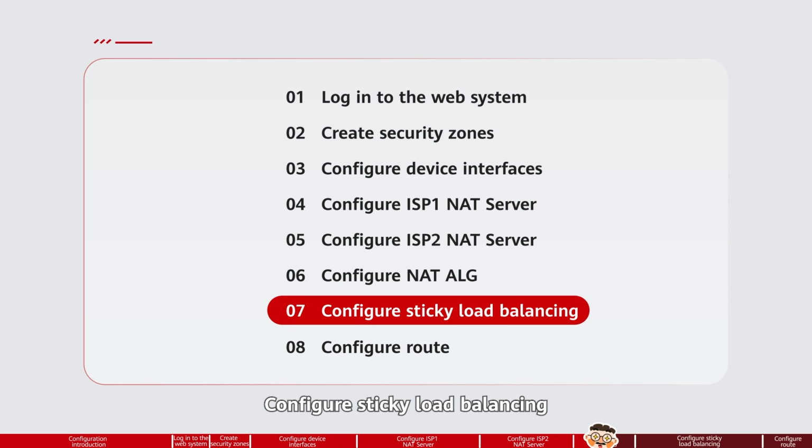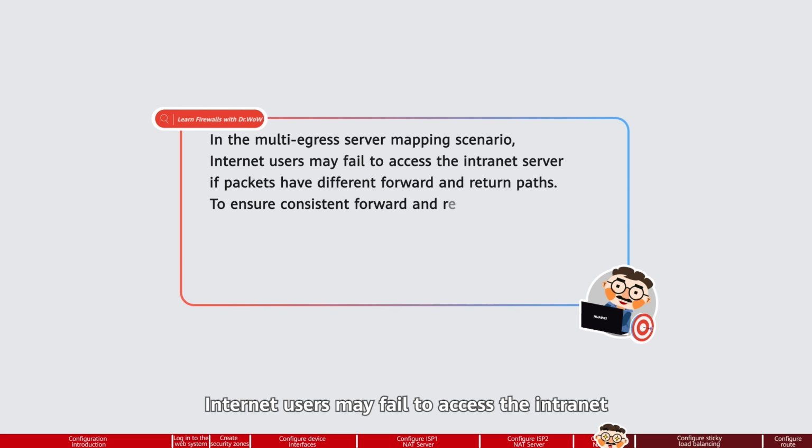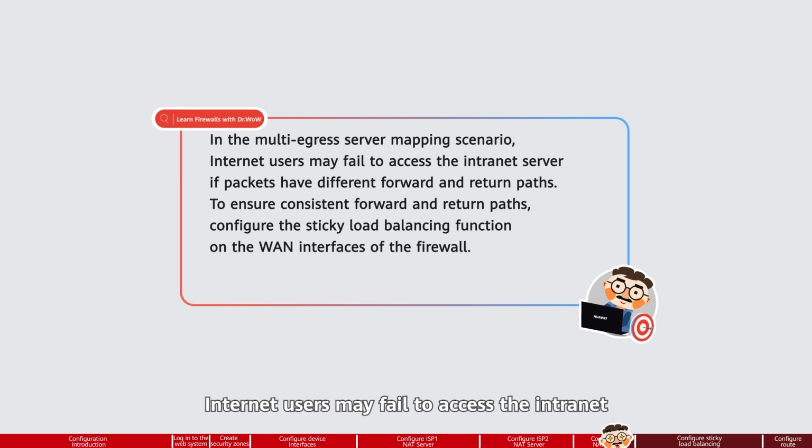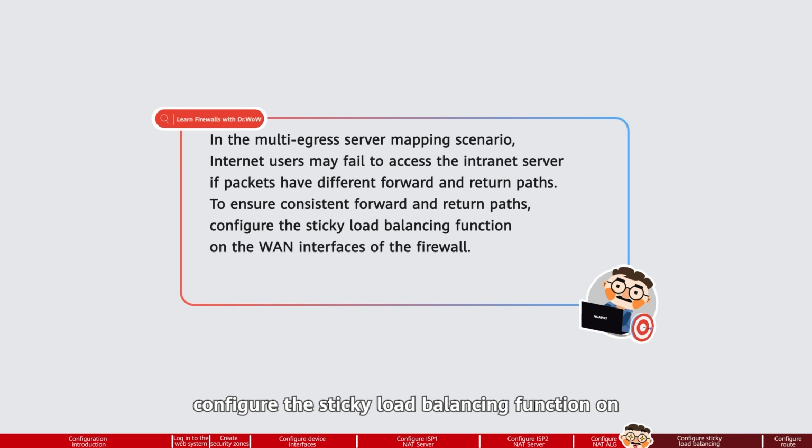Configure Sticky Load Balancing. In the multi-egress server mapping scenario, internet users may fail to access the intranet server if packets have different forward and return paths. To ensure consistent forward and return paths, configure the Sticky Load Balancing function on the WAN interfaces of the firewall.